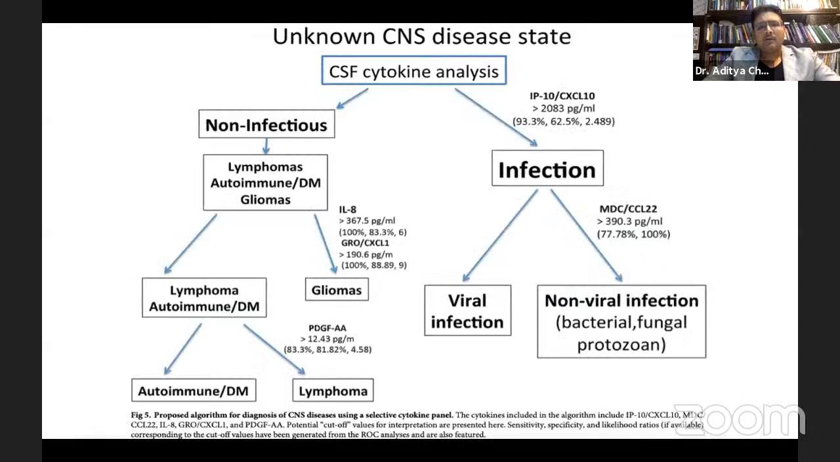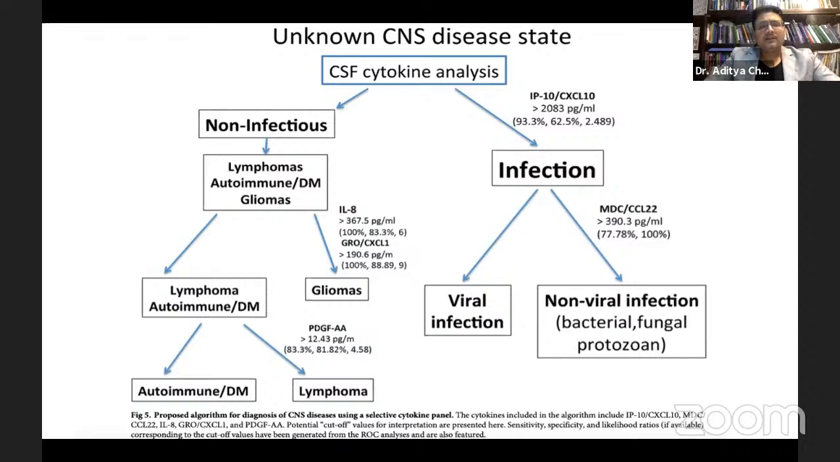So what they actually found out is that if the patient had an unknown CNS disease state, they did IP10, CXCL10. The bracket shows the sensitivity, specificity, and the likelihood ratio of the following cytokine markers. They found out that there was a 93% sensitivity of IP10 and CXCL10 to differentiate a patient with CSF of having infection or a non-infectious etiology. Further, elucidating which type of infection, they used MDC and CCL22, and they found it useful to differentiate between a viral infection and a non-viral infection.